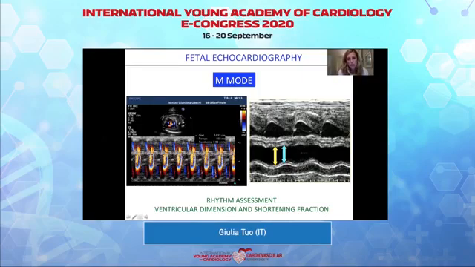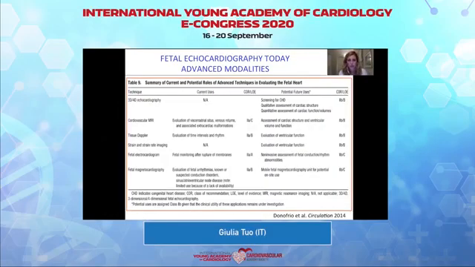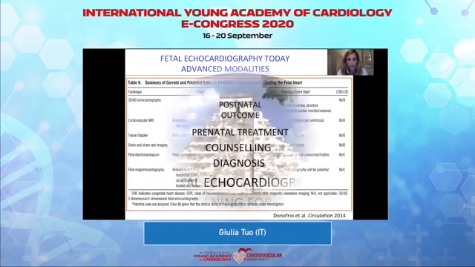And the M mode is also useful for the study of the function of the heart. There are other techniques like the 3D and the 4D echo, or the strain and strain rate, but we do not use them in the clinical practice. Until now, at least, they are used only in specific cases and also for scientific aims.